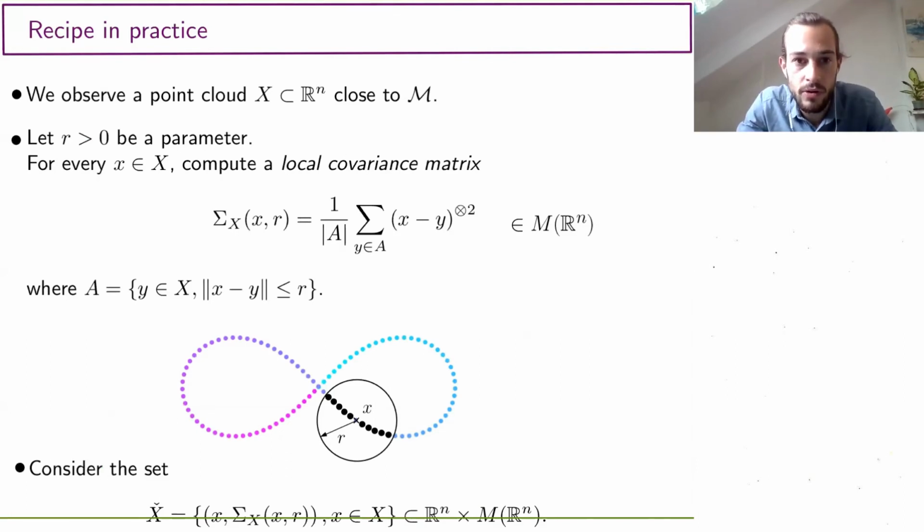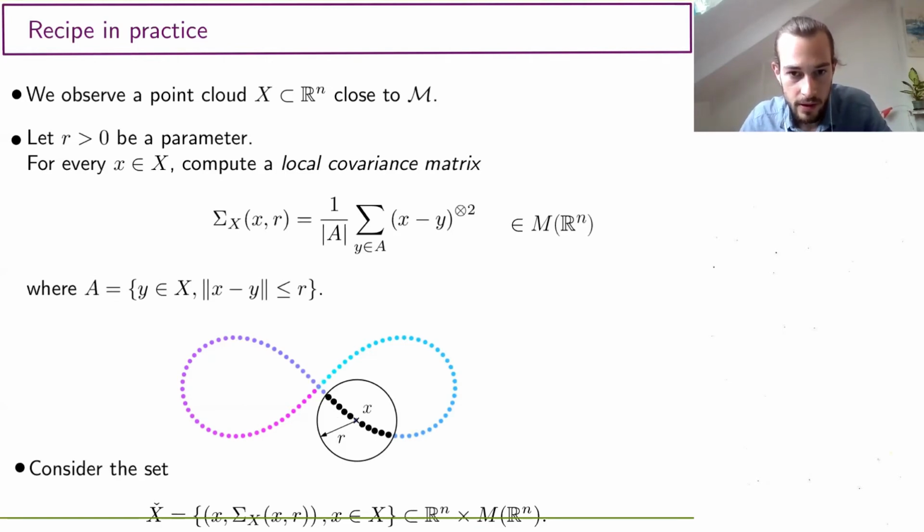In practice, you only have access to a point cloud X that we suppose close to the immersion M. And we want to build the set M check, the lifted manifold. To do so, we have to compute tangent spaces, and we will use local covariance matrices. So the local covariance matrix depends on the radius parameter R. Basically, if you pick a point X of your data set, you look at all the points Y that are at distance at most R from your point, and you compute the sum of tensor products. That gives you a matrix, and you can show that it is close to the projection on the tangent space.